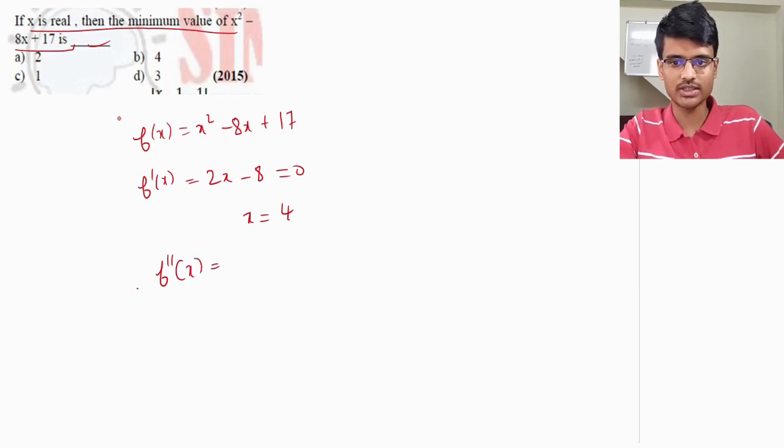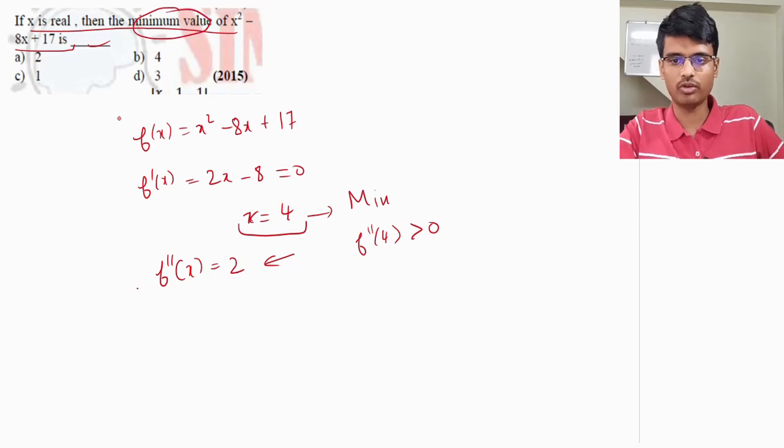So what is f double dash of x? It is nothing but 2, right? So f double dash of x is always positive. That means at x equal to 4, it attains minima, because f double dash of 4 is also greater than 0. So minimum is at x equal to 4, but they are asking us what is the minimum value. So I need to substitute x in the equation.